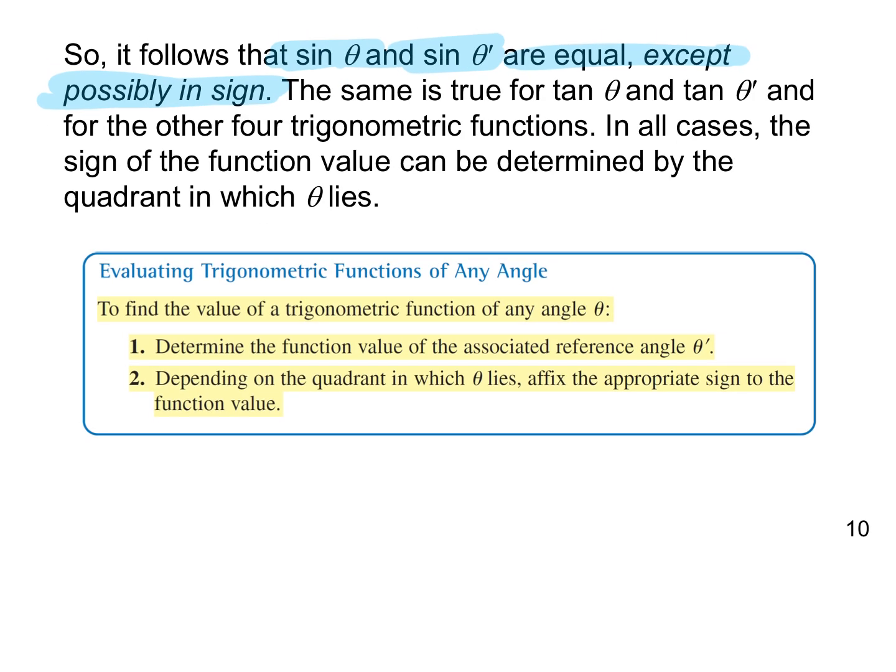So when we're evaluating trig functions at any angle, first you want to determine the function value of the associated reference angle. So you want to find the reference angle first. And then it says, depending on the quadrant in which theta lies, affix the appropriate sign to the function value. So then you want to check your All Students Take Calculus. Let's find the reference angle. Find the trig function of it. So you're going to determine the function. Then you want to check the sign.